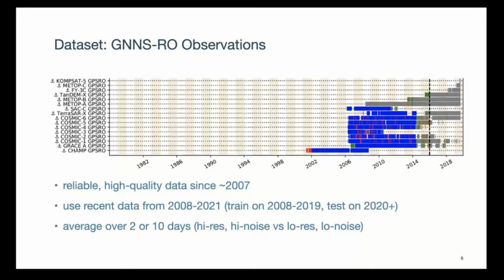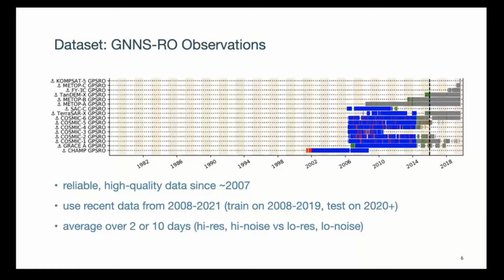So this is the data set we have. It comes from this GNSS-RO observation. RO stands for radio occultation. I think in the past it was called GPS-RO, but since this now involves other satellites like GPS, GLONASS and Galileo, the name changed. And the data is quite recent. There's high quality data since 2007, and what we are using here is data from 2008 till 2021. So we don't have a wealth of data, unfortunately, but we have some.